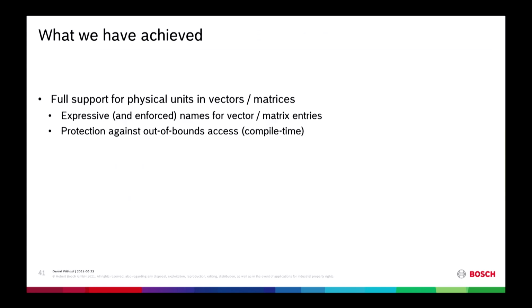So that already gets me close to the end. What have we achieved so far? As we've seen, we've achieved full support for physical units in all vectors and matrices. Furthermore, we've also achieved expressive and enforced names for all vector and matrix entries, so the user always has to mention what he's accessing. And we have full protection against out-of-bounds access in vectors and matrices at compile time.